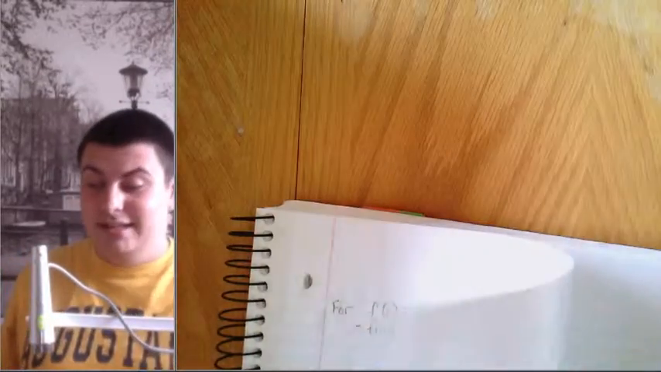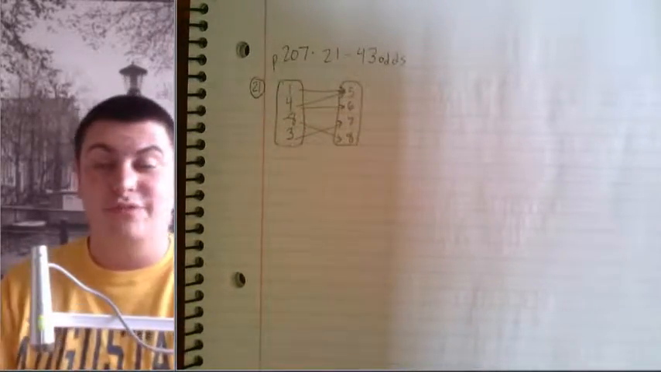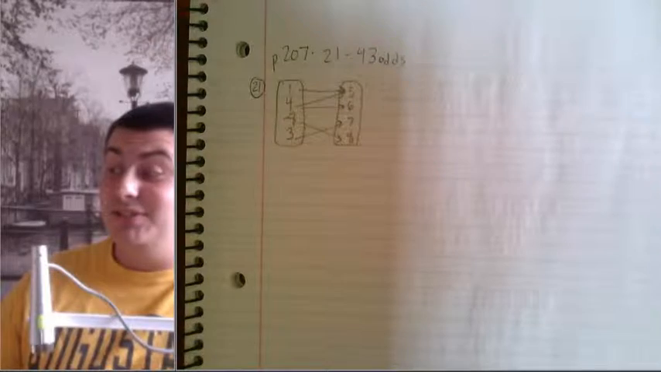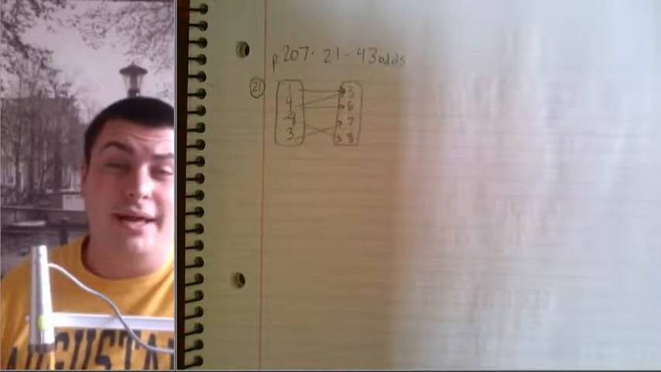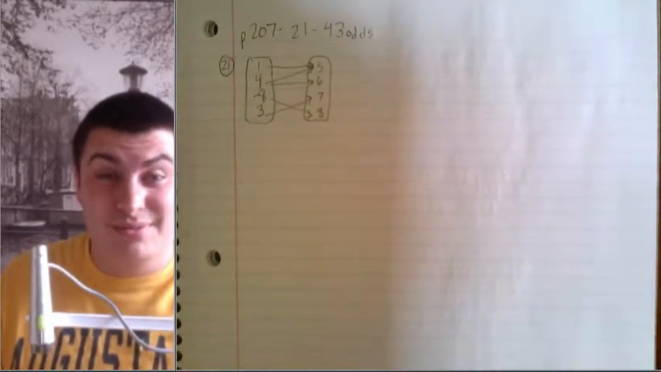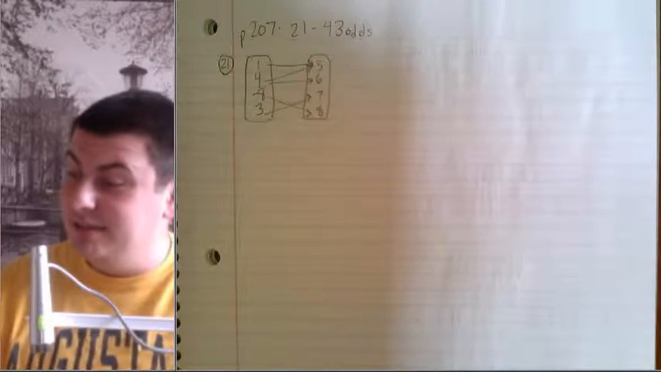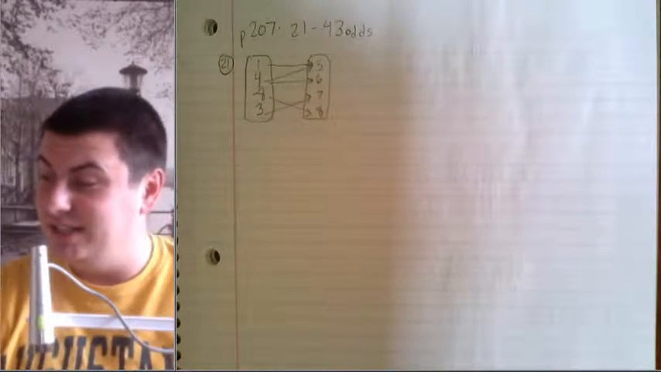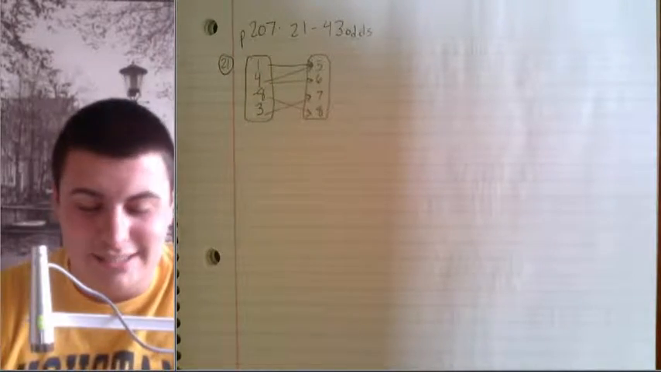All right, let's look at a little bit of our practice. On page 207, numbers 21 through 43, just the odds, so the answers are there for you to check. But please, please, please do your best. Also, I need you to show some written explanations. The directions say to determine whether each relation is a function and to explain. So I want you to write a little bit about why each is a function.